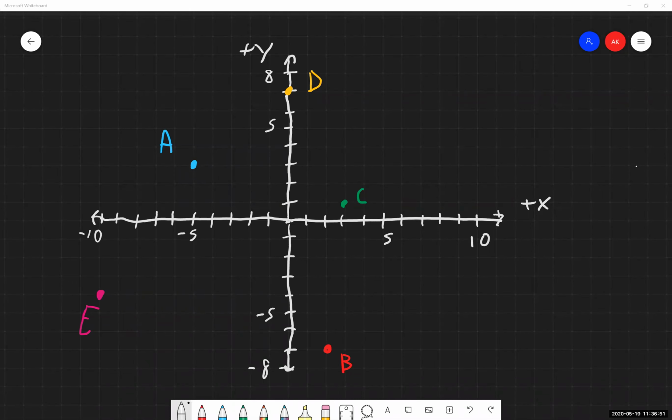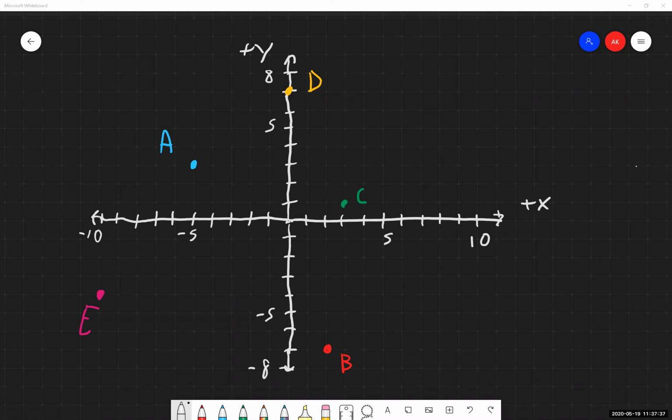Give you guys another about 30 seconds or so. Okay, so we'll go through these and we'll identify the ordered pairs for A, B, C, D, and E.